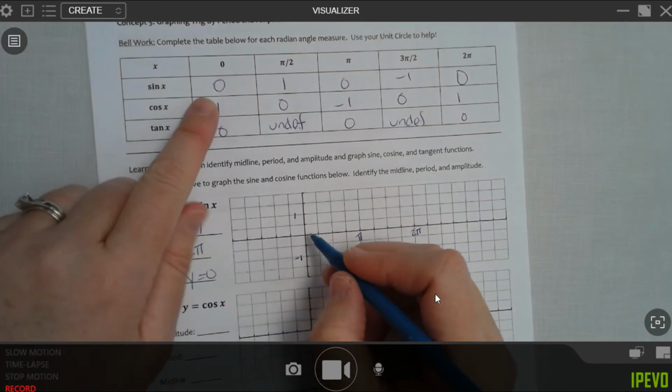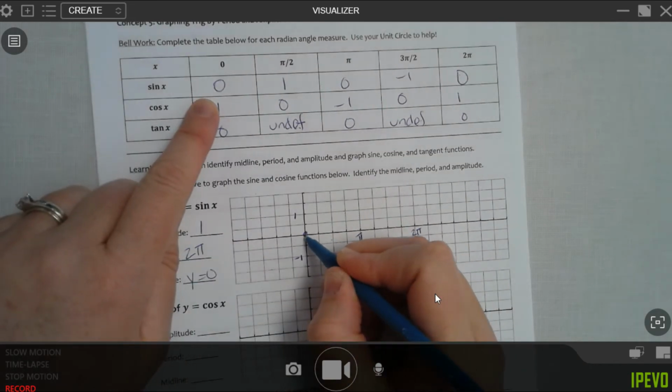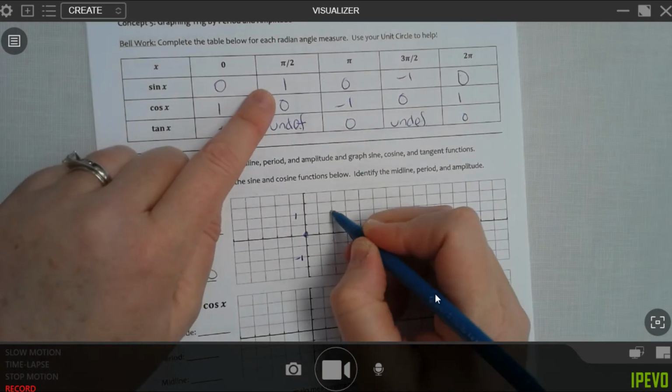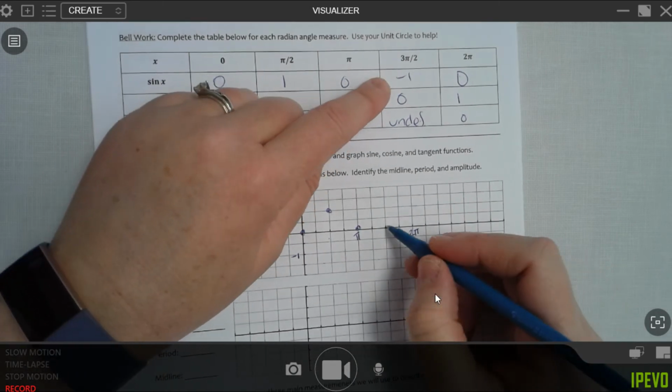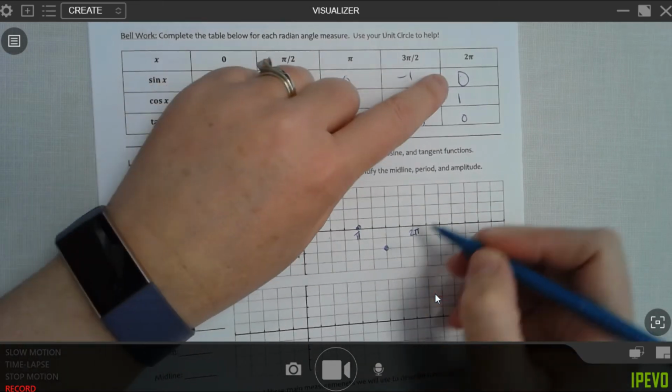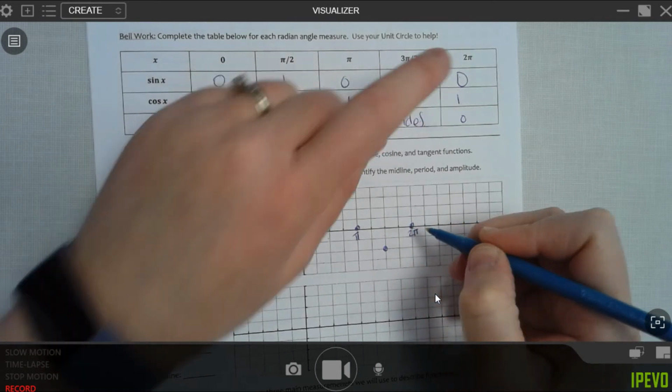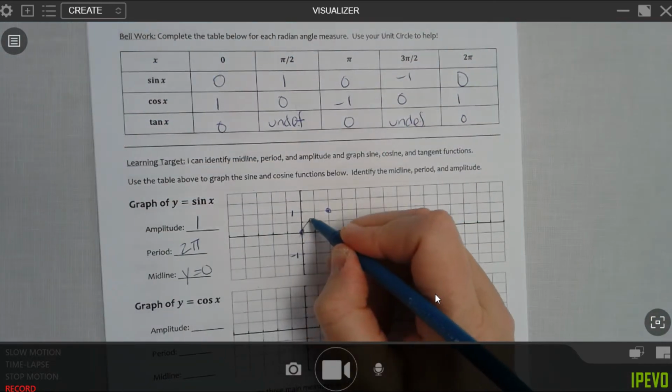So we're going to plot the point (0, 0). And then at pi over 2, we have to go up to 1. At pi, I'm at 0. At 3 pi over 2, which is right here, I'm down at -1. And at 2 pi, we're at 0. So I just plotted those dots, and we're going to go ahead and connect them in a smooth curve.